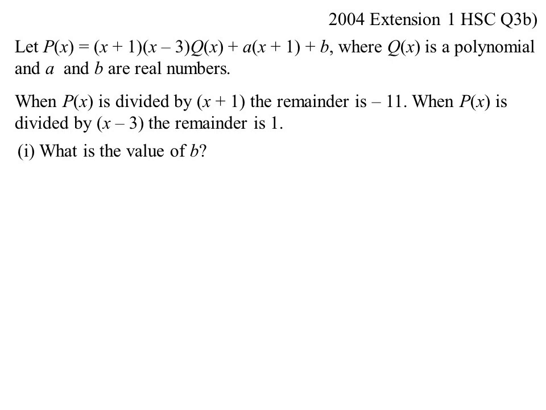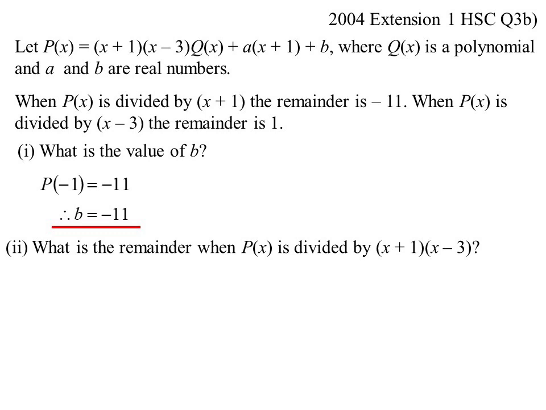In this case, we've got a remainder. So when I substitute in negative 1, I get negative 11. Negative 1's nice, of course, because all of these things become 0, and straight away I'm just left with b as negative 11. Now, the second part. Well, what would the remainder be when we actually do that division of x plus 1, x minus 3? Well, the other bit of information I haven't used is polynomial 3 is equal to 1. Substitute that in, and the first bit disappears, and I've got 4a plus b is equal to 1.